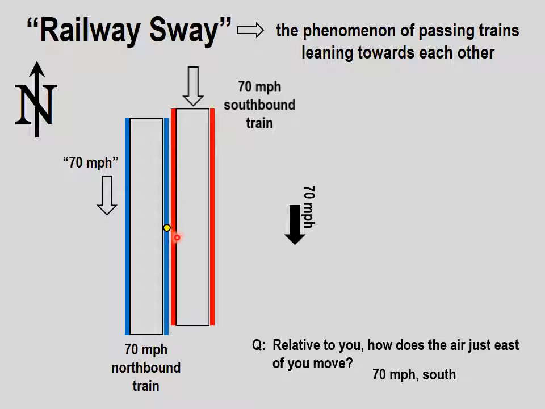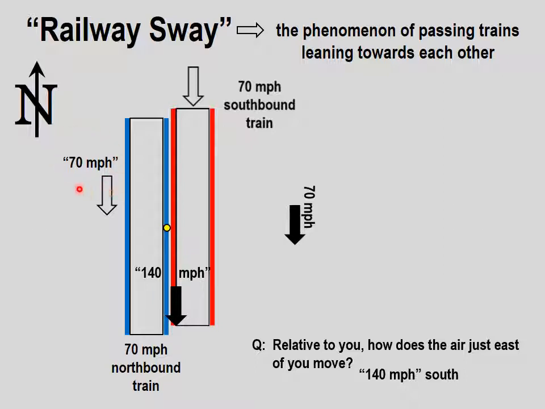Relative to you, this air just to the east of you is not moving 70 miles per hour south anymore. That was when we were only considering the northbound train. Now, if we consider the southbound train, that air just to the east of you, relative to you, is moving 140 miles per hour south. And now, look at the train that's bookended by these blue air currents. On one side of the train, you have, relative to it, 70 mile per hour gas particles. And on this side of the train, you have 140 mile per hour air particles.